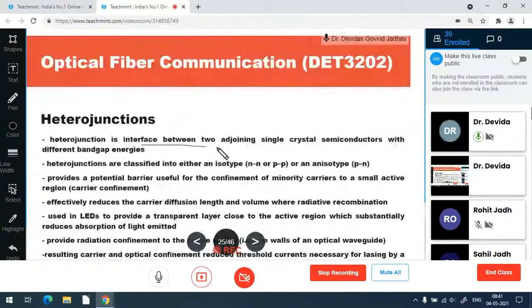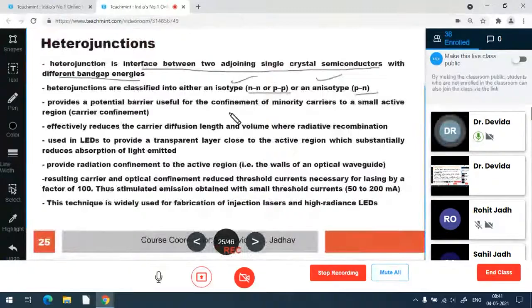It is the interface between two adjoining single crystal semiconductors with different band gap energies. Heterojunctions are classified as isotype and anisotype. If same material, it is isotype; if different material, it is anisotype. It provides the potential barrier useful for confinement of majority carriers to a small active region, that is the current carrier confinement, effectively reducing the carrier diffusion length and volume with the relative radiative recombination.